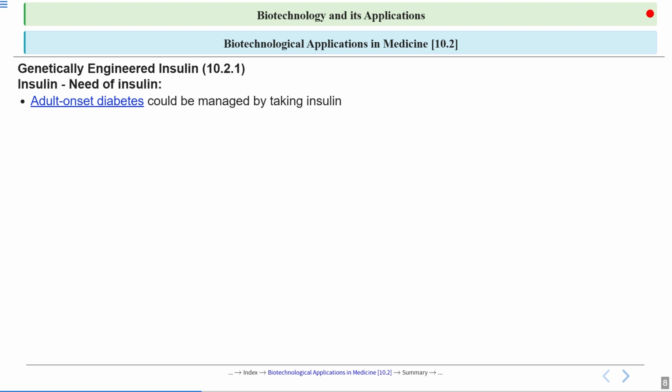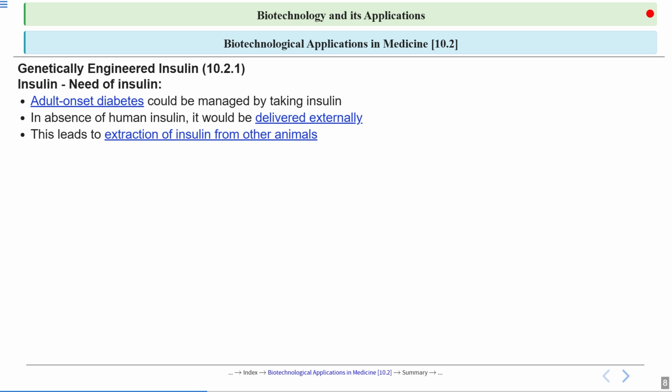So for this adult onset diabetes, we can manage it by taking insulin, because in this case we are not only resistant to insulin, but our body has stopped producing insulin. So we will take insulin from outside, so it can manage our body glucose level. In the absence of human insulin, it would be delivered externally, as I said.